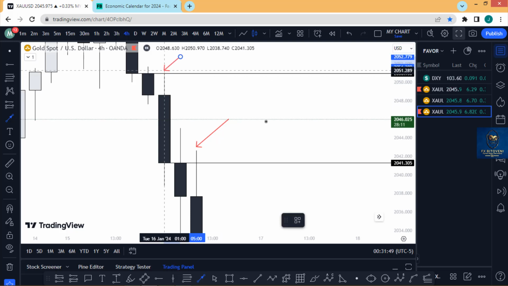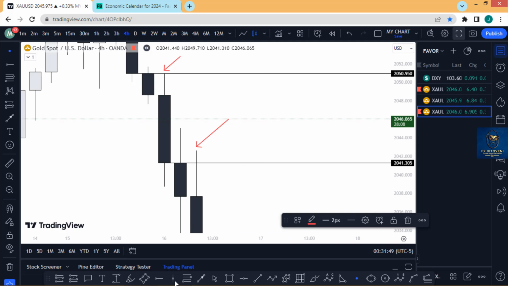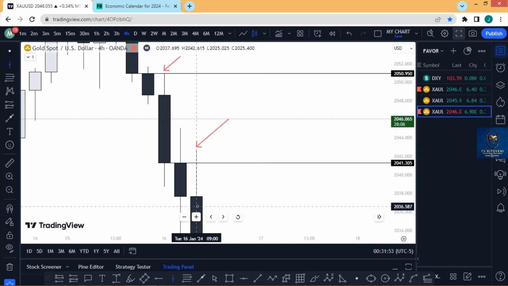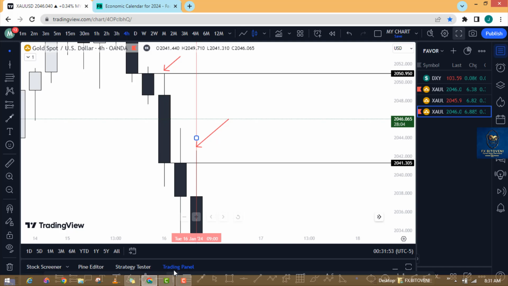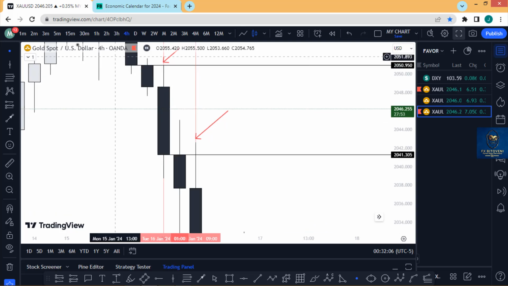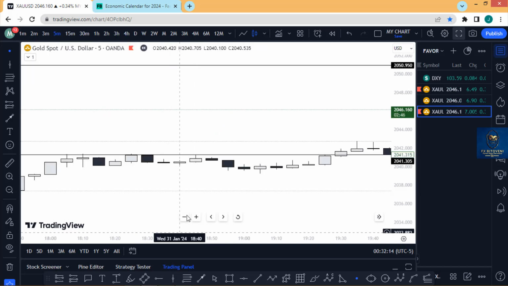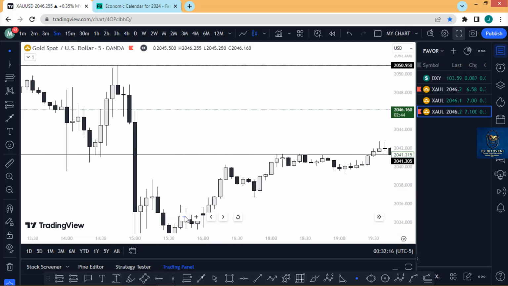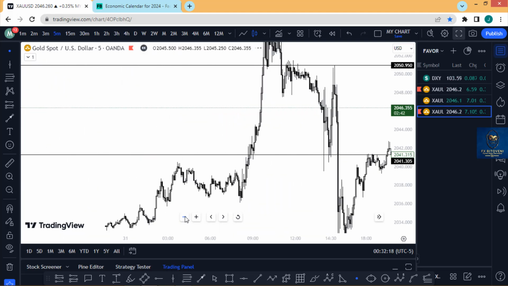Then I'm going to put a vertical line here, and then I'm going to put another vertical line in this candle, just the opening of the 4-hour candle. And to test, I'm going to check on 5 minutes. Let's check on 5 minutes and see. And this is what I'm trying to show you, guys.